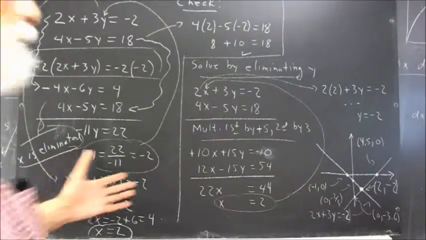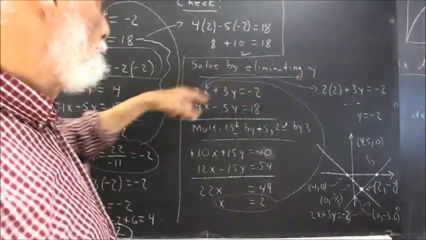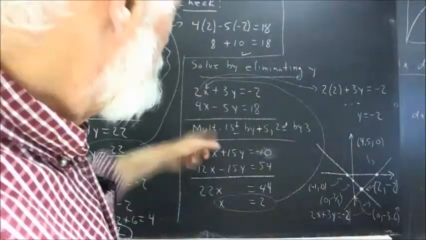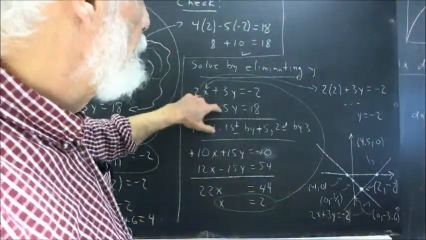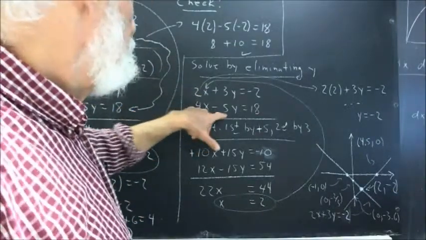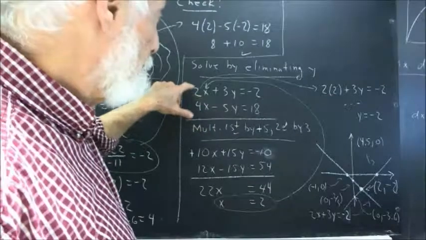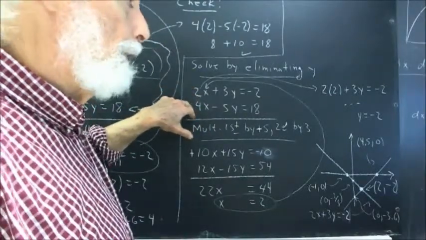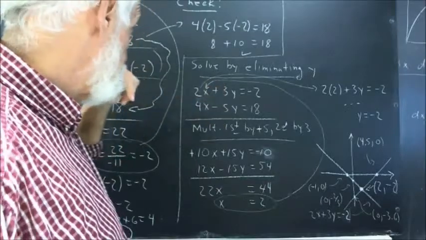Okay, as an alternative, we could have solved this system by eliminating y. In order to do so, we have to get the coefficients of y to line up. So what we do is we're going to find something that we can multiply the first equation by and something else to multiply the second equation by to make these coefficients equal.